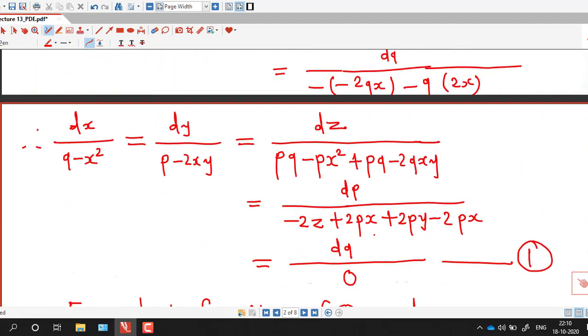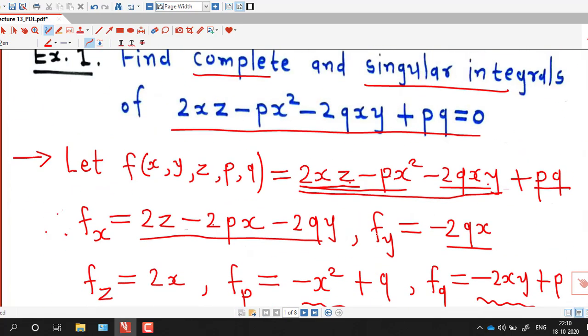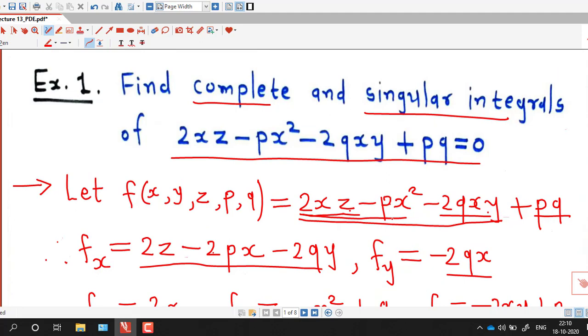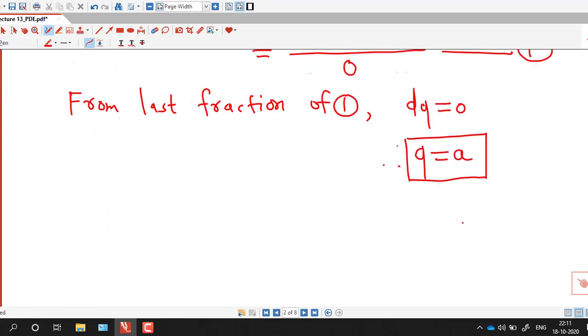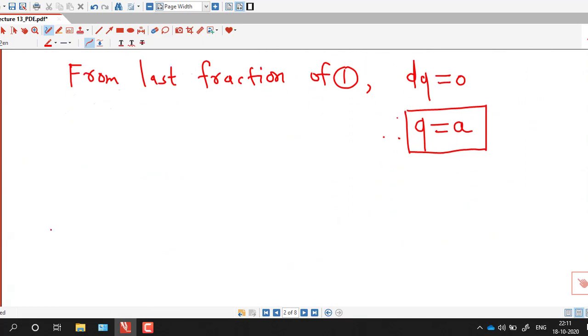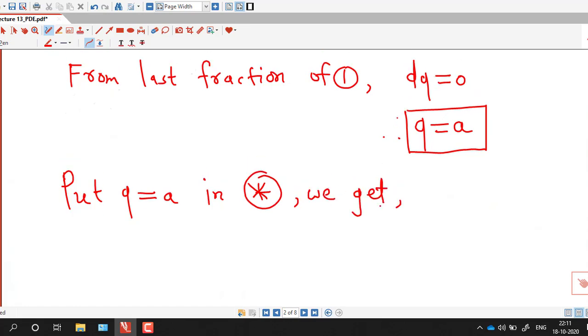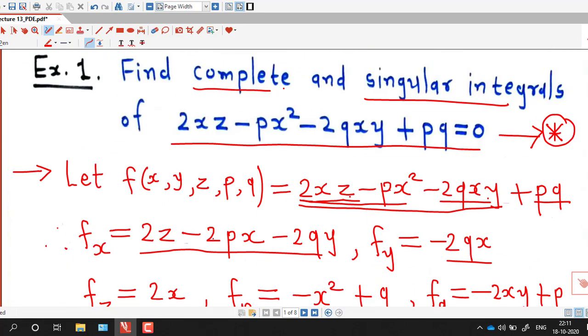Now to find out value of p, we put q equal to small a in given equation. Suppose given equation is equation number star. So to obtain value of small p, we put q equal to a in given equation, which is equation number star, we get. So we have to put q equal to a, remaining things as it is. So there is no q here.